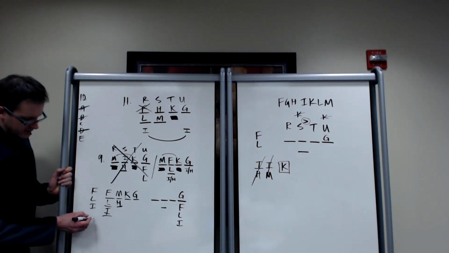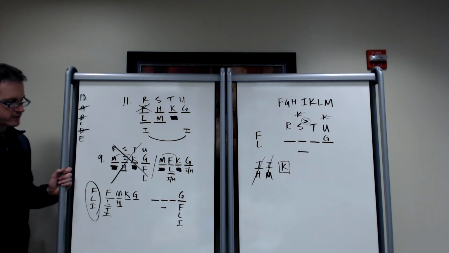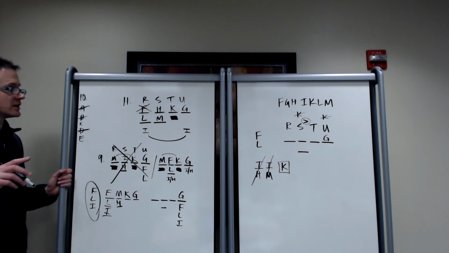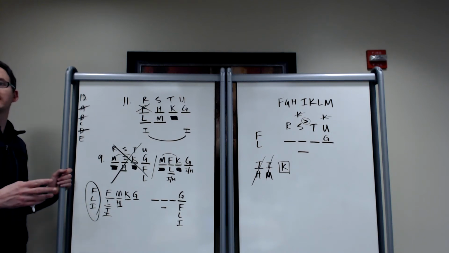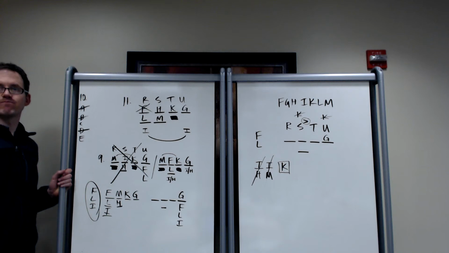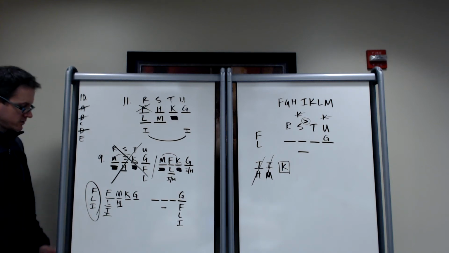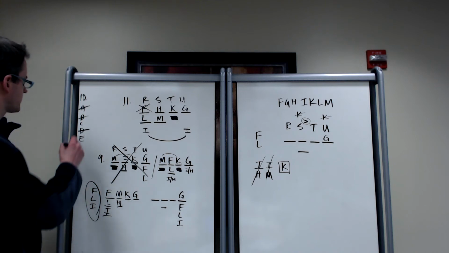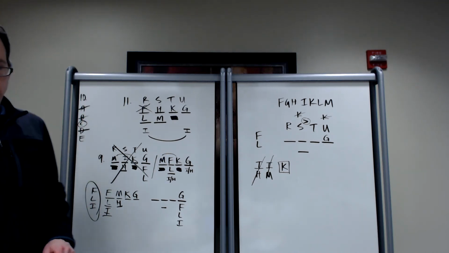So what I should have done here is just focused on it. FLI has to go in S. It can go in R, but it can't go in anything that already has something, because then you have 4. Okay, so the answer is C. Any other questions on this game?